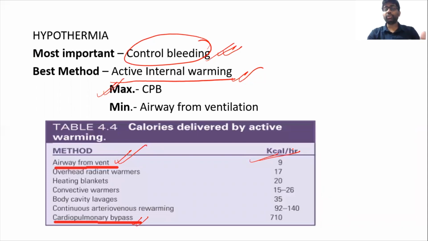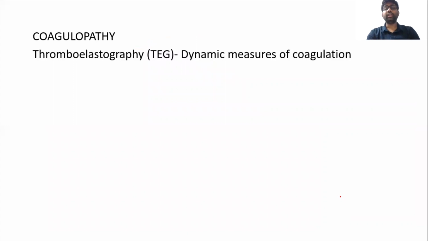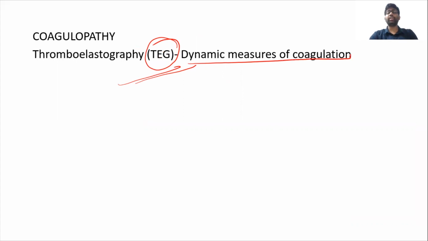Let us move ahead to the third component, which is also very important, that is the coagulopathy. See, whenever we discuss coagulopathy, always remember this question can be asked in the exam. What is thromboelastography? Thromboelastography is basically a dynamic measure of coagulation. This is mentioned in the Sabiston. It totally describes the thromboelastography in detail.